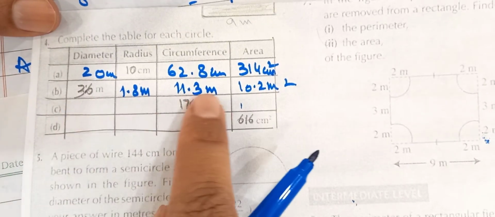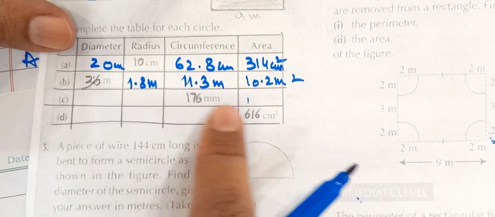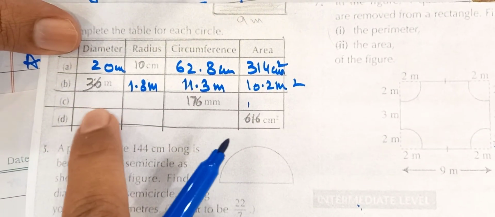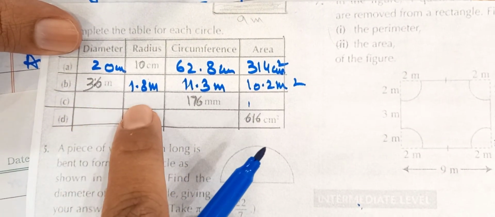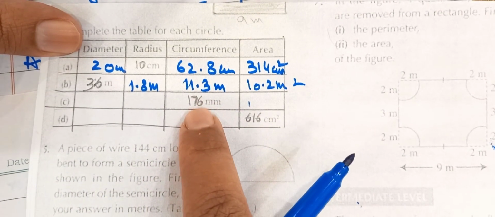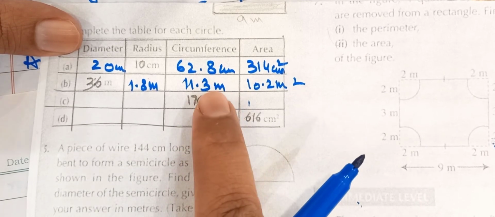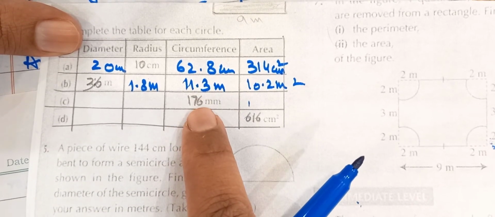I have filled in the table for part B. Now we are going to do part C. Here they have not given us diameter or radius or area. They have given us circumference, and this circumference is of a circle. Always keep this in mind.